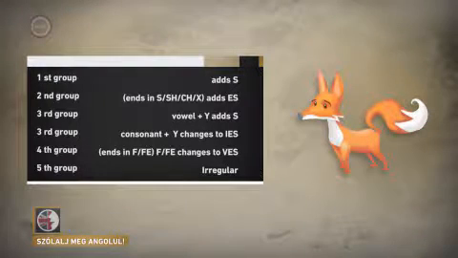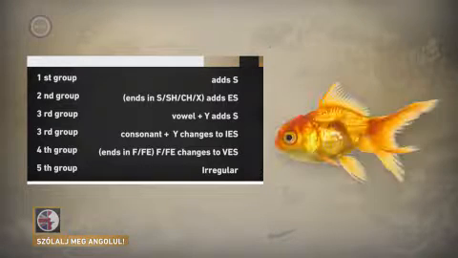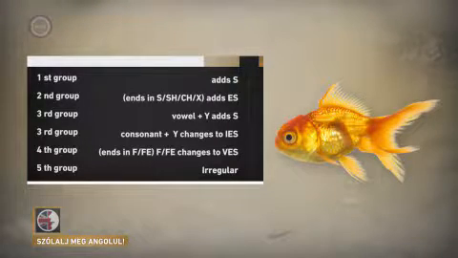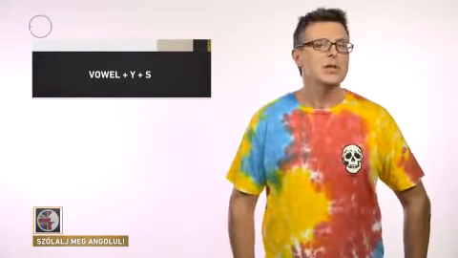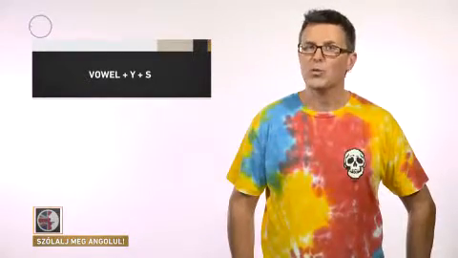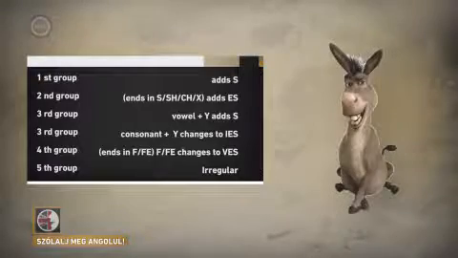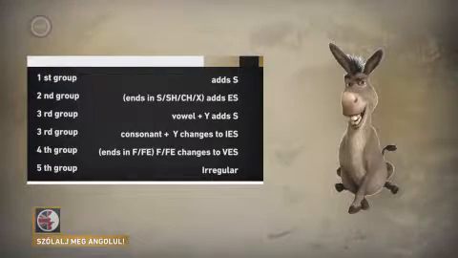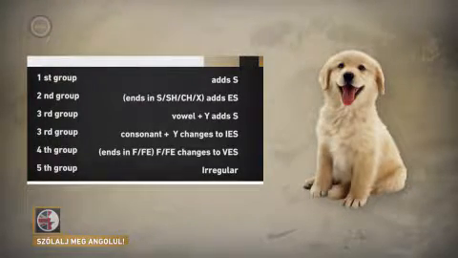So 1 fox changes to 3 foxes, 1 peach but 5 peaches, 1 fish but 34 fishes, and 1 dress but 17 dresses. Nouns in group 3 end in Y. If the noun ends in vowel plus Y, we add S when we change from singular to plural. So 1 donkey but 12 donkeys. If the noun ends in consonant plus Y, we change the Y to IES. So 1 puppy but 5 puppies.